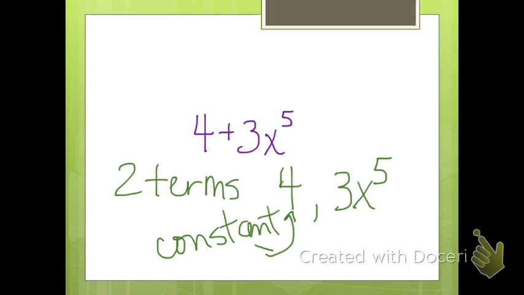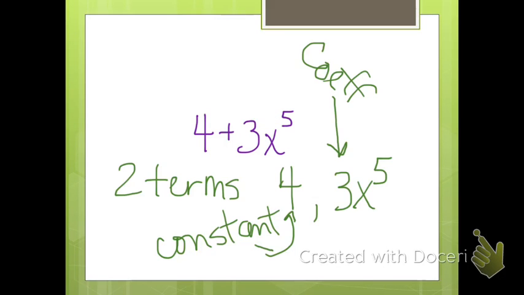And this term, 3x to the 5th, has a coefficient of 3. And as we already said, it's nonlinear because of the exponent on the variable. Remember, you could have an exponent on a constant, that wouldn't make something nonlinear, but an exponent other than 0 or 1 on the variable will make it nonlinear.